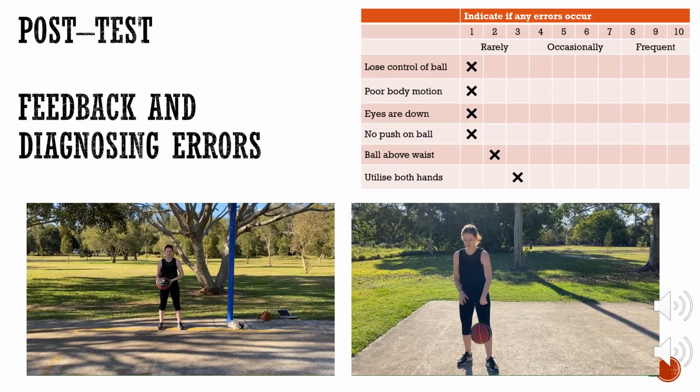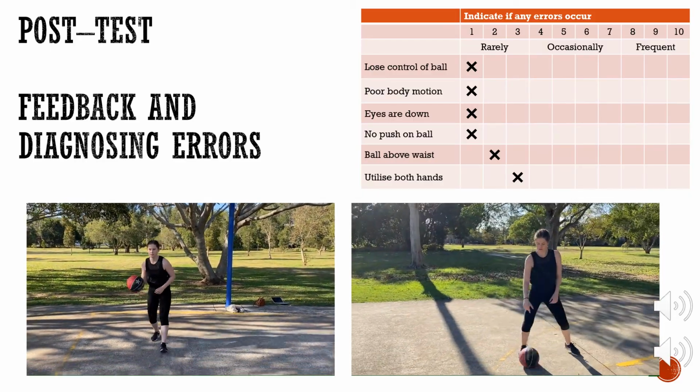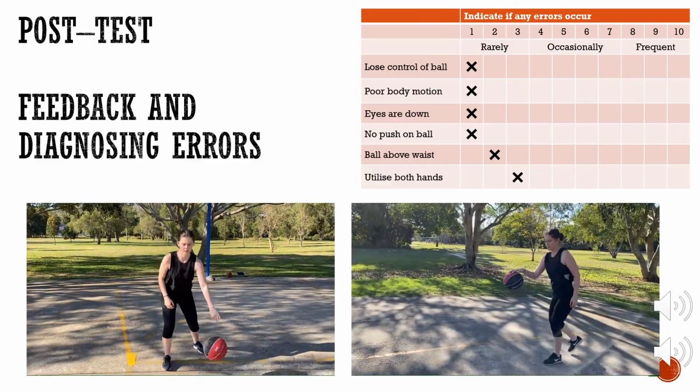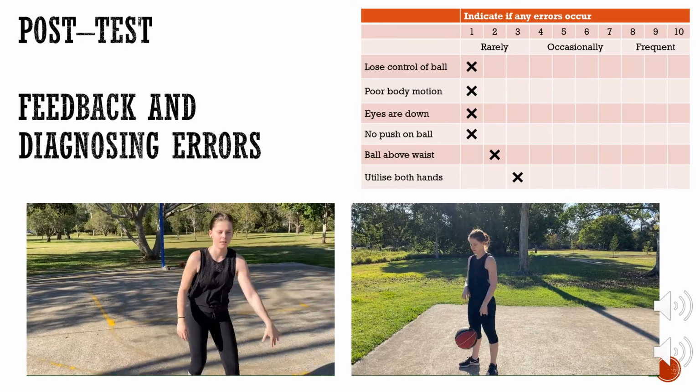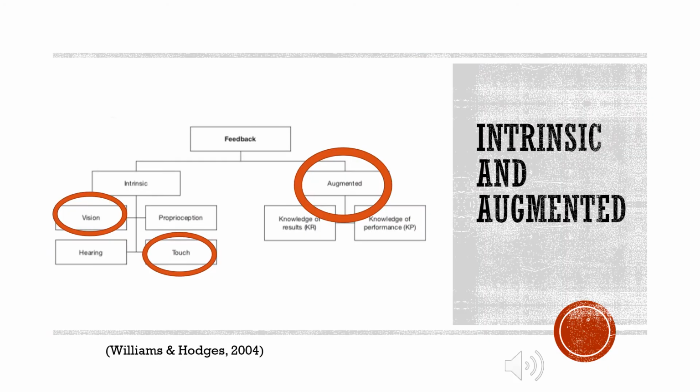There are 2 types of feedback that learners can receive: intrinsic and augmented. Intrinsic feedback is sensory feedback from the learners themselves, and augmented feedback is given from an external source. Augmented feedback is mainly used through video replay of skill execution as well as the pre- and post-testing results of performance. This is used throughout the 4 weeks.